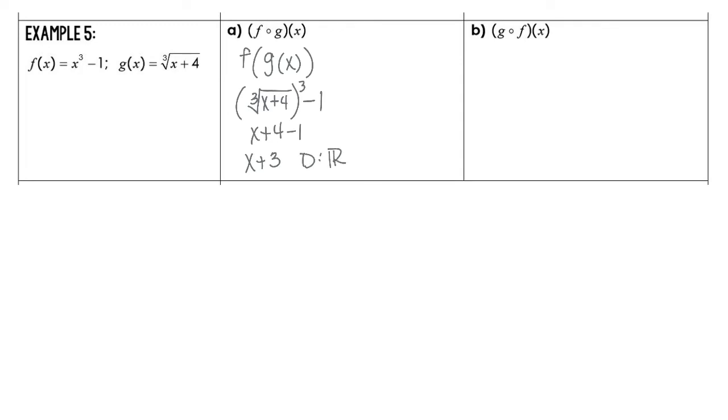Now changing out this order, we are going to have the cube root of x cubed minus 1, and then we also have plus 4, and keep in mind that's under this radical here. And so now those cubes will not cancel. Be careful with that. You can combine those, so you're going to have x cubed plus 3, and since you have an odd root here, your domain will be all real numbers.